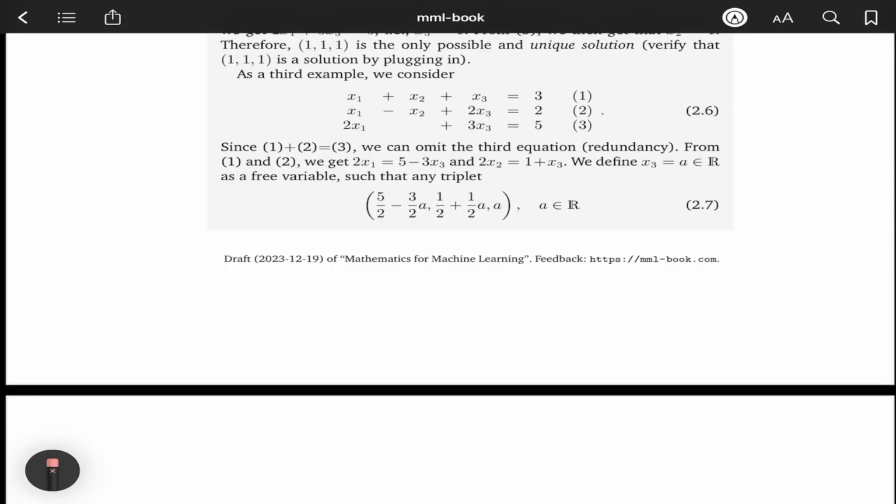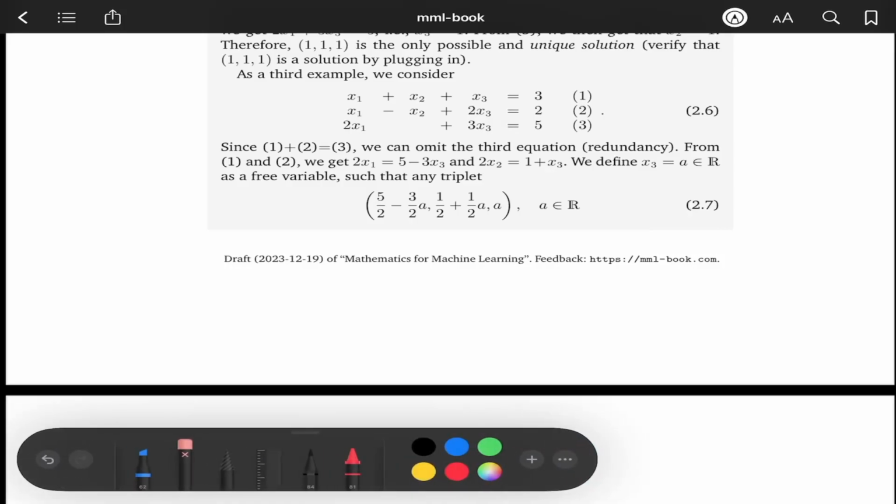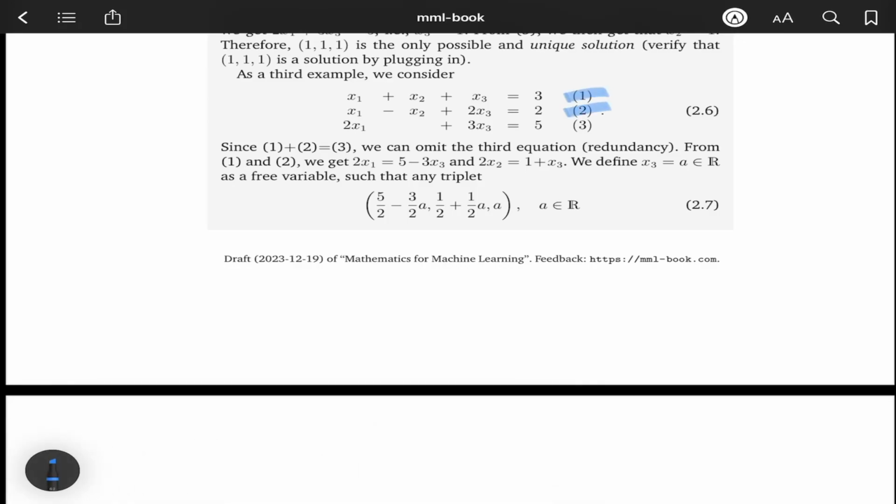Okay, next example. Again, equations. What they are saying is if we add the first and the second, we will get the third, which means the third one does not give us any new information. That's why they are omitting it. So the third one is omitted. And now we have a problem: we have two equations and three variables.